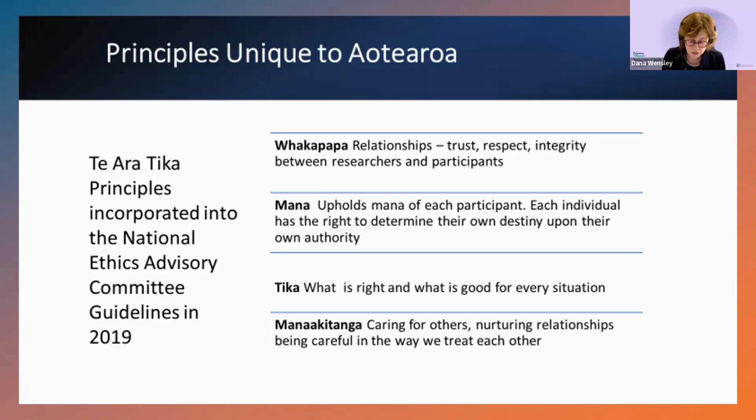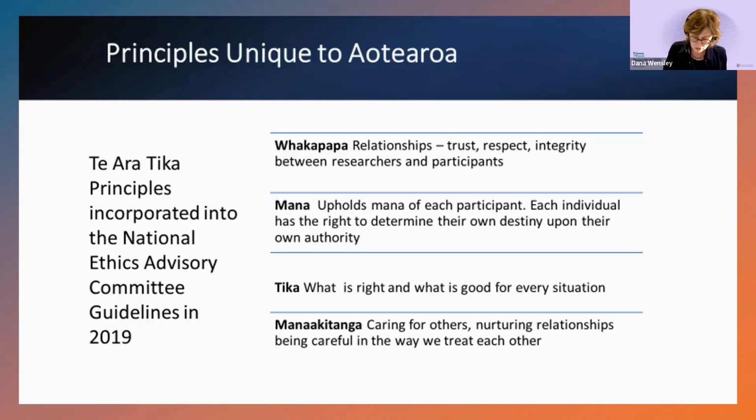Now, mana refers to power, prestige, and leadership, or authority bestowed, gained, or inherited. And that can be either individually or collectively. And it infers that participants have the right to determine their own destiny and their own authority. To respect mana, an ethics committee might determine that knowledge is shared between participants and the researcher, and any benefits are shared back to the community.